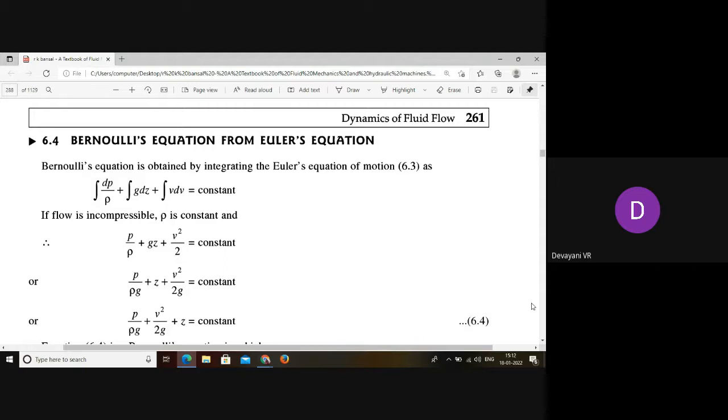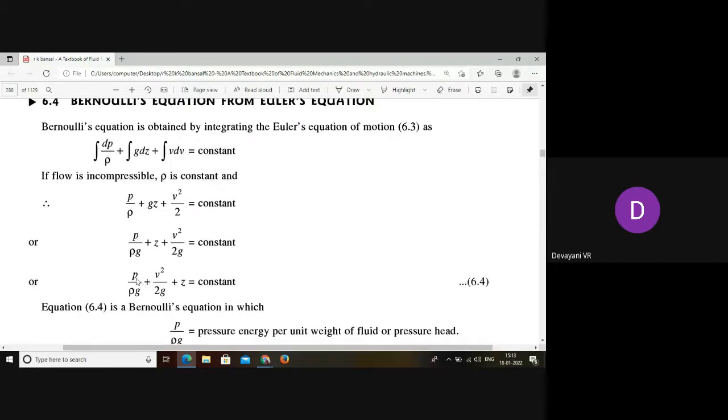So, coming to the second unit, the last topic is the Bernoulli's equation, right? Of course, we know that Bernoulli's equation can be obtained from Euler's equation. Euler's equation is based on the sum of all the forces acting on the fluid element, and from that we get Euler's equation as dp by rho plus g dz plus v dv equals 0. By integrating this equation, the Bernoulli's equation will be P by rho g plus V square by 2g plus Z equals constant.